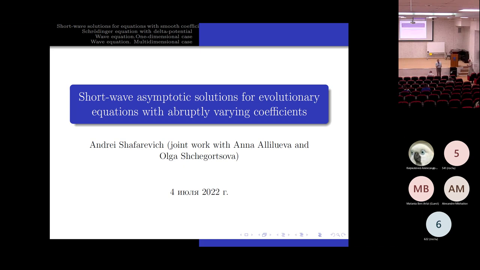Let us continue our morning session. And our next speaker, Andrey Igorevich Shafarevich, his talk, Short Wave Asymptotic Solutions for Evolutionary Equation with Arbitrary Varying Coefficient.